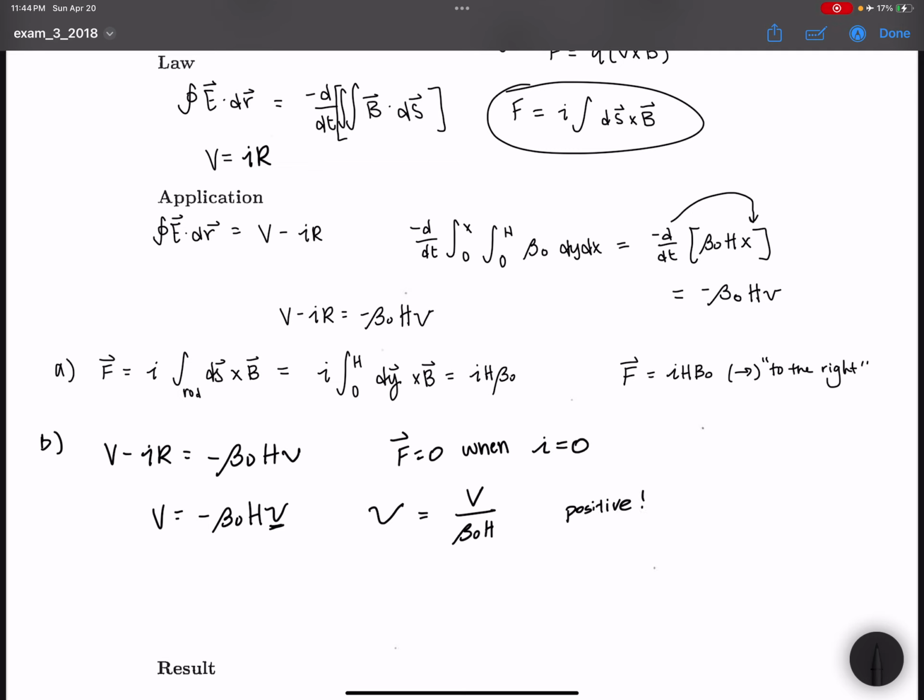Positive. And honestly, if you get a sign difference, that's not too much of a point off, I would say. Because the goal is 20 out of 25. That's true, that's an 80 on the exam. And that's great, honestly.